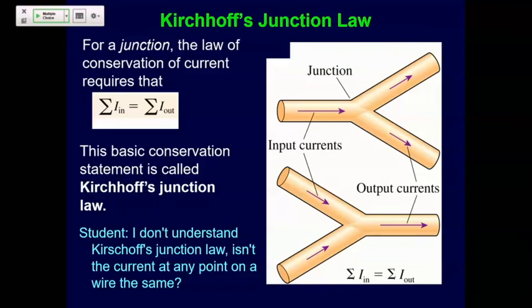Someone asked, I don't understand Kirchhoff's junction law. Isn't the current at any point on a wire the same? We tried to be clear when we talked about this. The current in any continuous piece of wire is the same, all right? But anytime the wire splits up or makes a junction, then the current most likely will change in those situations.